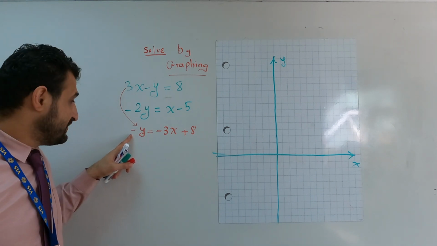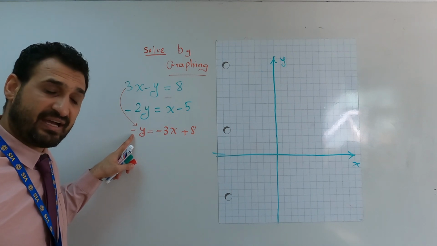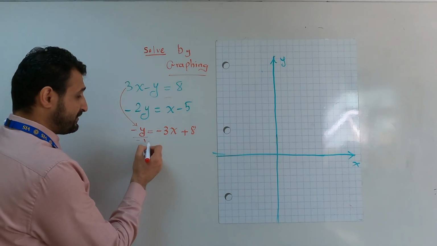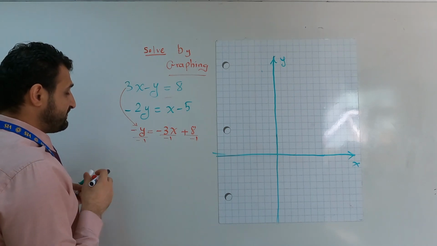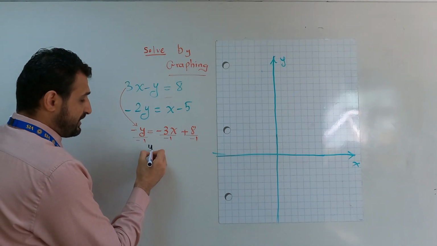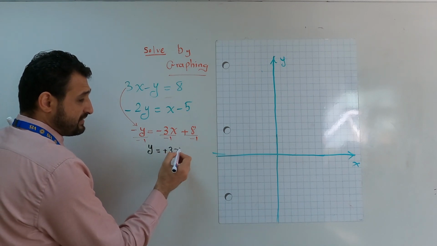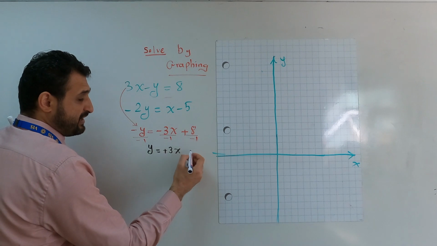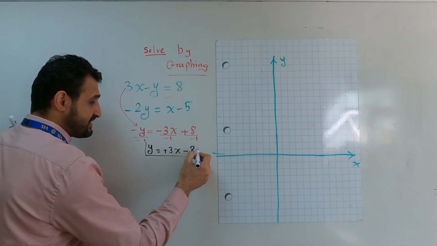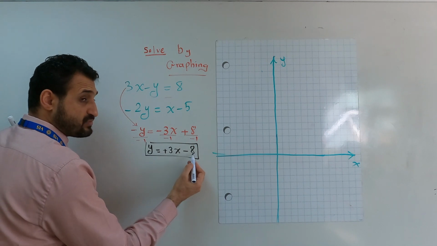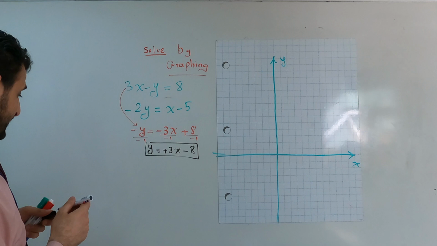Now, is it ready or not? I don't think so, because there is a negative sign before y. I need to remove it. I need to divide everything by negative 1. So negative y divided by negative 1 will be positive y. Negative divided by negative is positive, so 3x. 8 divided by negative 1 is negative 8. Positive divided by negative is negative. So this is the first equation. This is the slope, this is the y-intercept. It's ready.